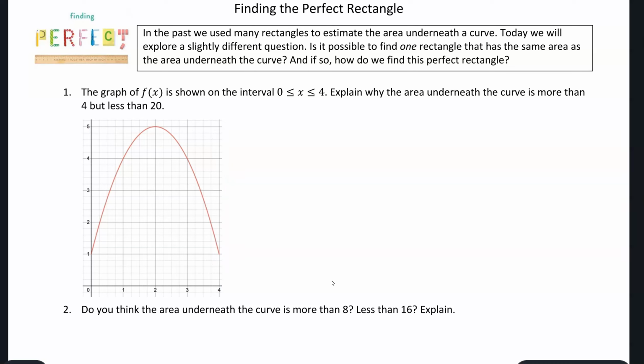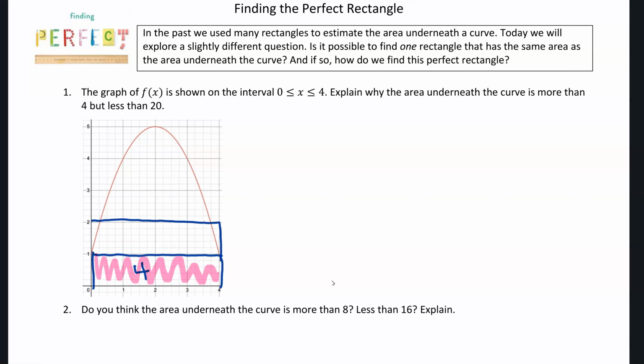What about 4? If it was just a 4, that would just be down here, right? So 4 is definitely too small. The 20 is too big. All right. Do you think the area underneath the curve is more than 8, less than 16? So more than 8, that would give me up here. So 2 times 4 is an 8, right? So this would be my 8.